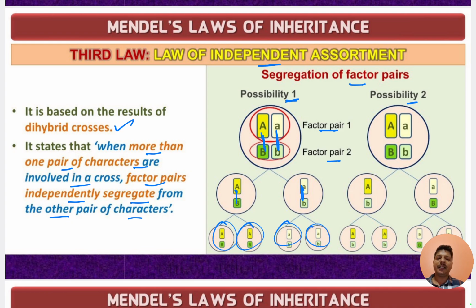It is the first possibility. And second one, these two will make a pair, these two also make a pair like this, as you can see, and the results are different from this one. So it is found out that when more than one pair of characters are involved in a cross, factor pairs are independently segregated from the other pair of the characters.